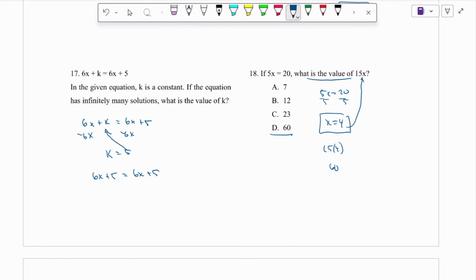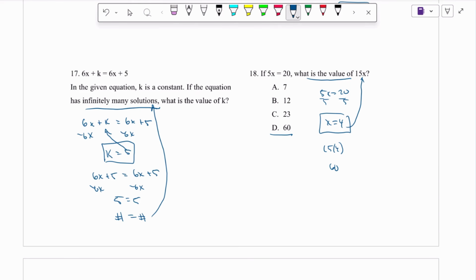What is the value of k that has to work? It's 5. I'm going to subtract 6x from both sides to show you that I get 5 equals 5. Earlier in the video, I talked about if you ever get a number equal to another number, it means it's going to be infinitely many solutions. So they're looking for what value of k gives you infinitely many solutions. It would have to be 5.